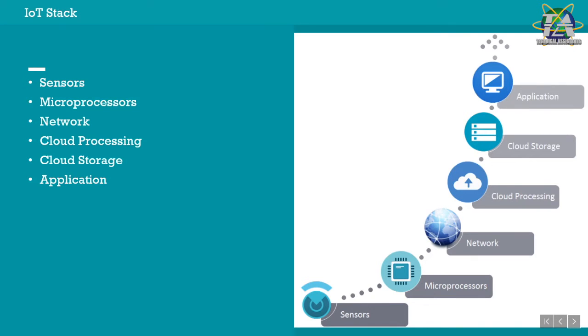Next comes cloud processing, which gathers the information sent from many devices, then processes it all with a much higher processing unit, which can be turned into analytics and then stored on cloud storage. Finally, the information is displayed on applications for the user to see.